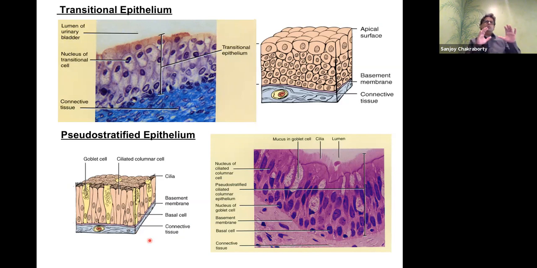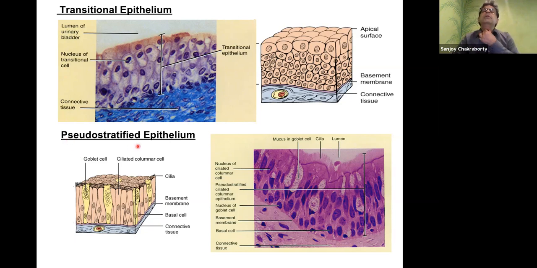It is like when you go hiking and look at the forest, all the trees look like multiple layers of trees from far away. But if you really go close and study them, you'll see all the plants are attached to the ground. Some of them are short plants, some of them are tall plants. So it looks like multiple layers, but all of them are attached to the ground. Same thing here. It looks like multiple layers, but all of them are attached to the basement membrane, so they're actually a single layer.